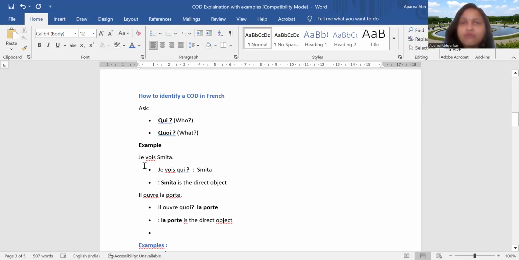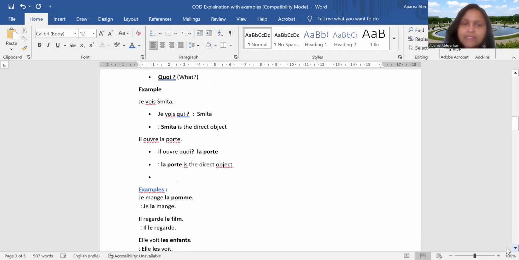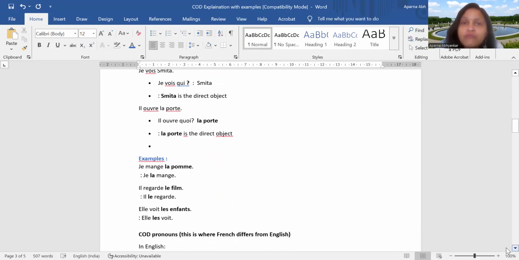So ici on a: je vois Smita. Vois is the verb. After that, I ask the question qui. Je vois qui? Answer is Smita. So Smita is the direct object. Let's see one more example. Il ouvre la porte. So ouvrir is the verb, conjugated as ouvre as per the subject il. So after the verb, I ask the question qui or quoi. Il ouvre qui or il ouvre quoi? So I get the answer as la porte, the door. So here the direct object is la porte.